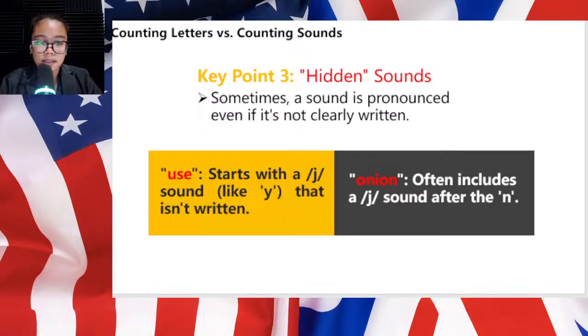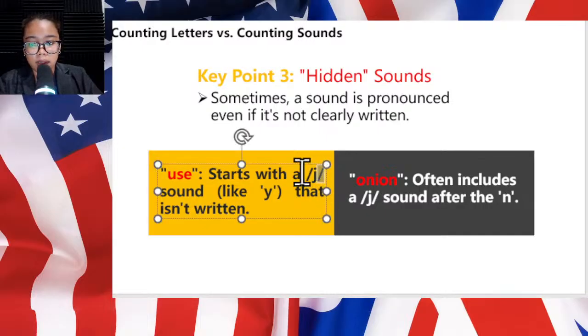Next, also hidden sounds. Sometimes a sound is produced even if it's not clearly written. So in the word use, you start with a Y sound. That's a Y sound. This one, you can highlight it. That is the IPA transcription for the Y sound, or the E sound. So that's the IPA transcription.